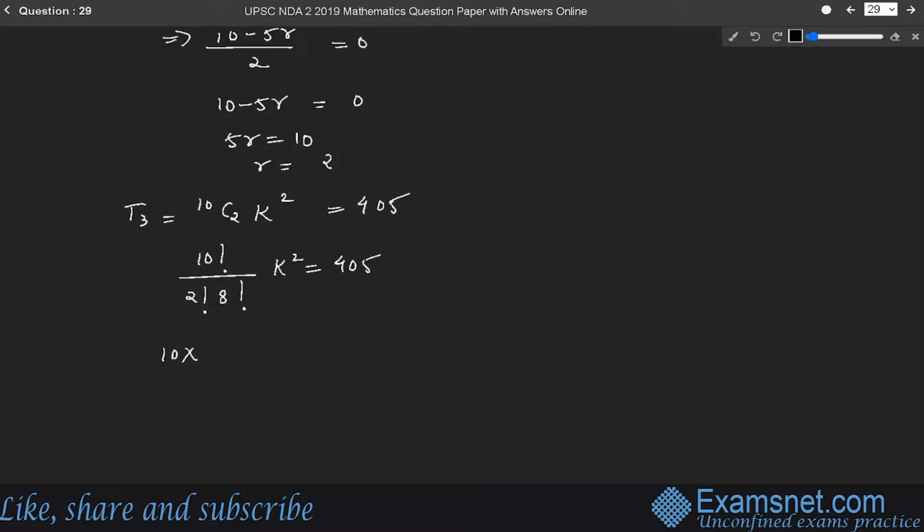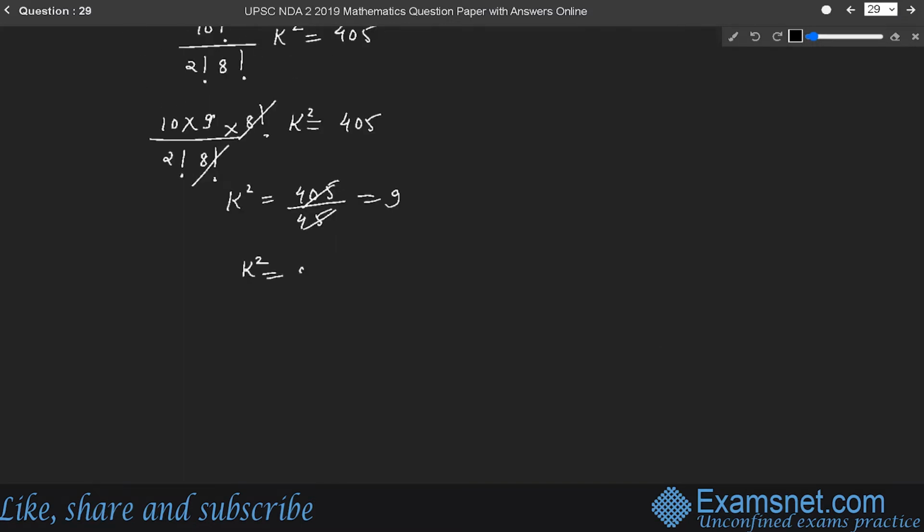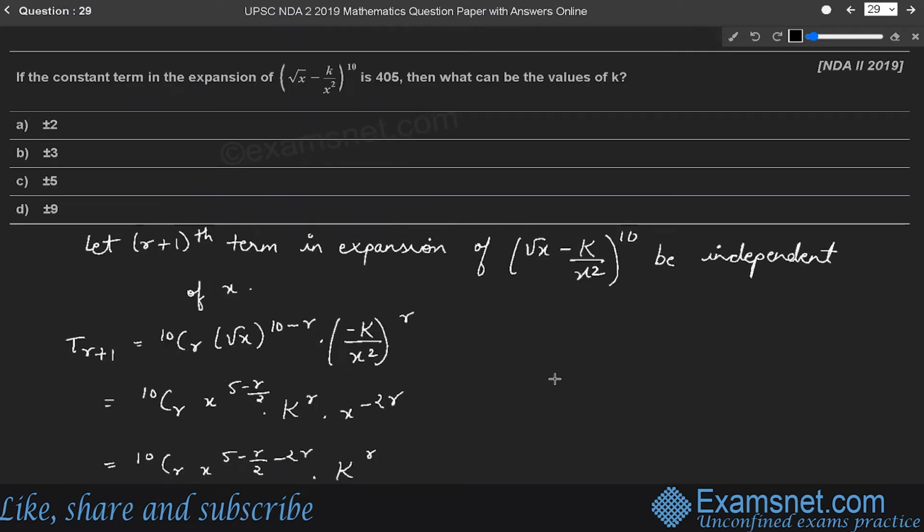So it will be 10 into 9 factorial divided by 2 into 8 factorial. See, 9 factorial can also be written up to 8 factorial, so this will be cancelled. Into k square is equal to 405. So k square will be equal to 405 divided by 45, which is equal to 9. Therefore, k square is equal to 9, so k will be equal to plus minus 3. So the possible values of k are plus minus 3. Therefore, the correct option here is option number B.